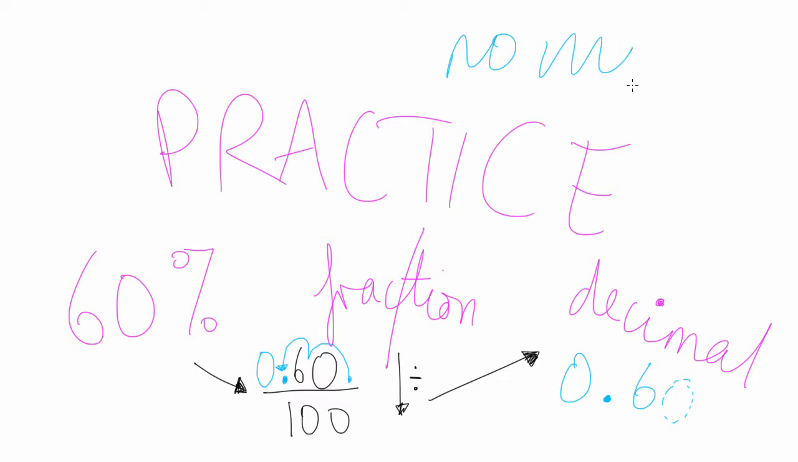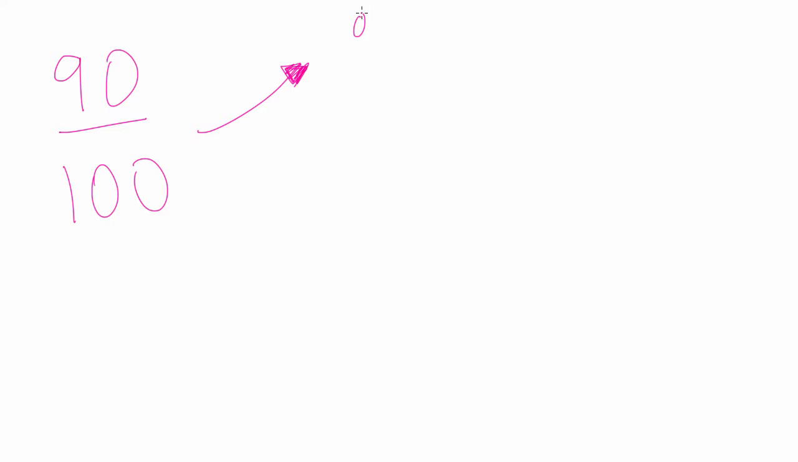Now, no more help. Unless you ask nicely. Next one. 90 over 100. So we're starting in the middle of our little flowchart. I'd like you to tell me what that is as a percent and what that is as a decimal. Use your cheat sheet. Work it out now.